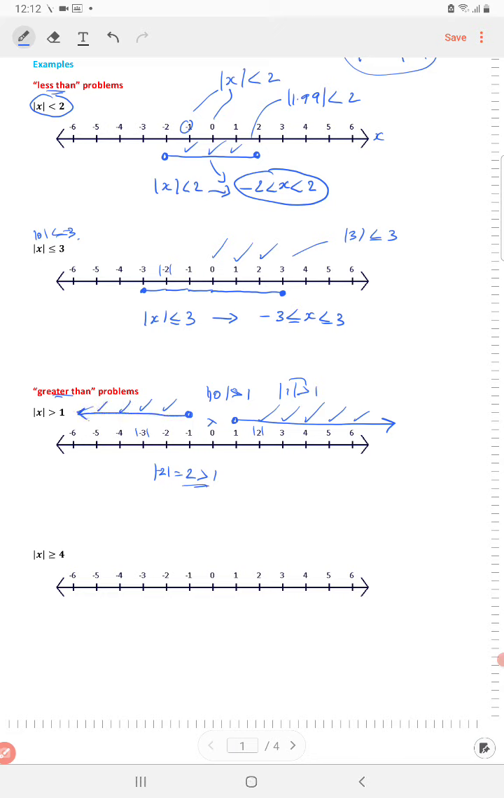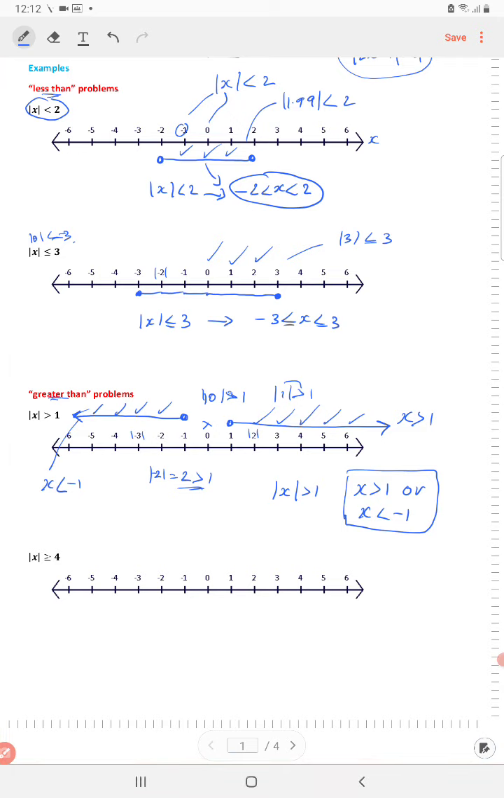So notice how your line has been broken into two parts now. So if your question is |x| > 1, the solution would be x is greater than 1 or x is less than minus 1. So this is the x greater than 1 part, and this is the x less than negative 1 part. So that would be your solution.